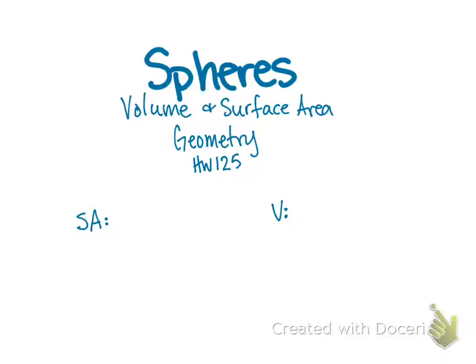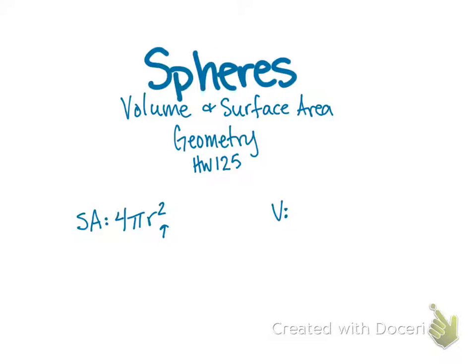In this video, I'm going to show you how to find the surface area and volume of spheres. So first of all, our surface area formula is 4 times pi times the radius squared. And this is radius squared because surface area is two-dimensional. This is not three-dimensional, so we've got our two dimensions.